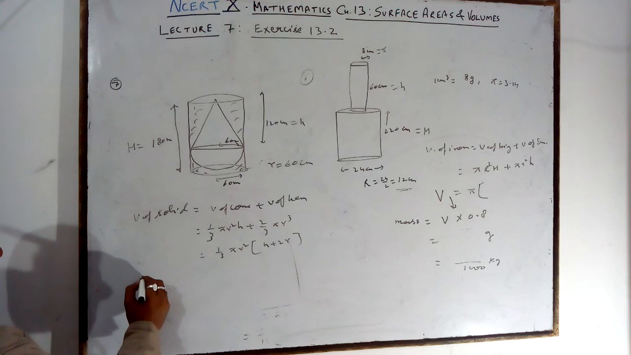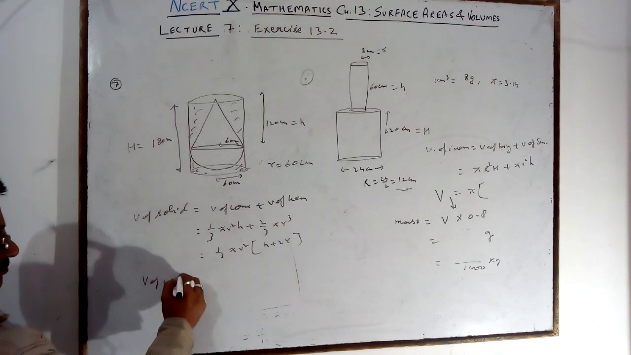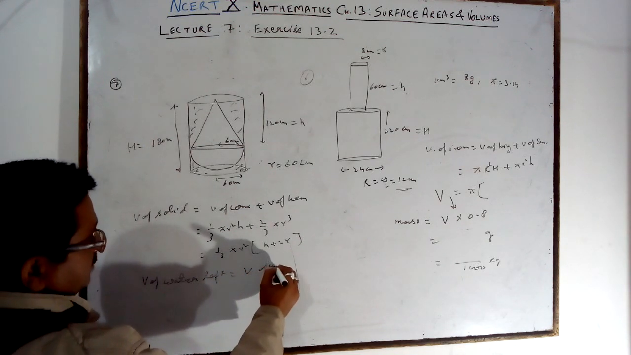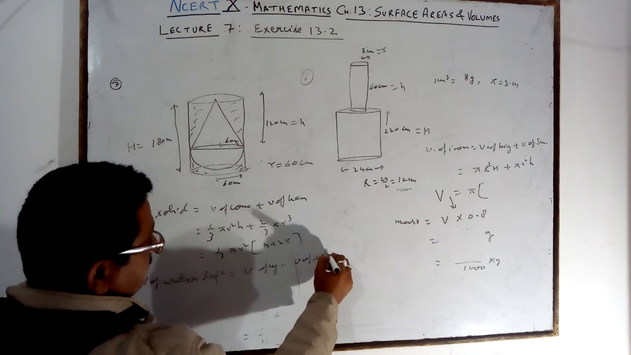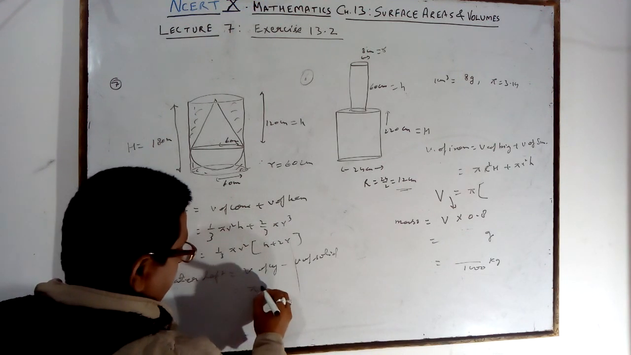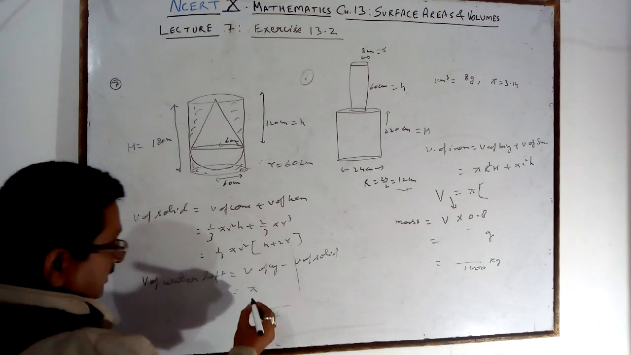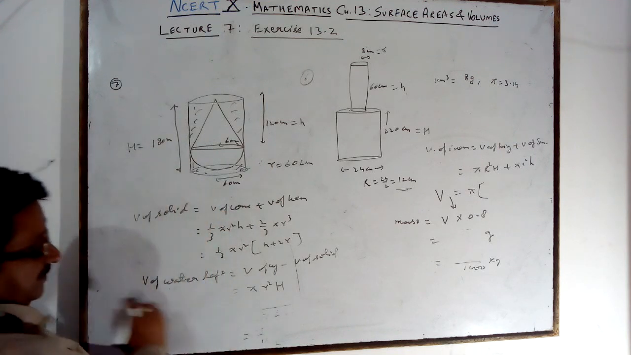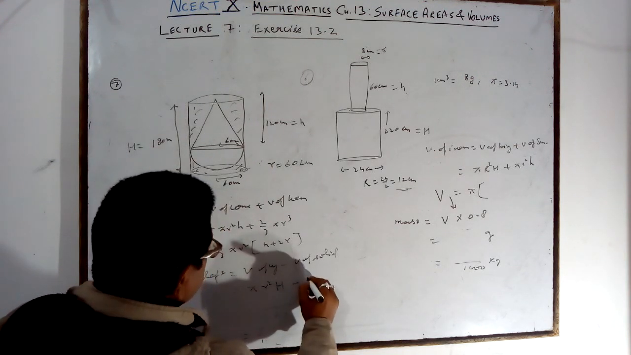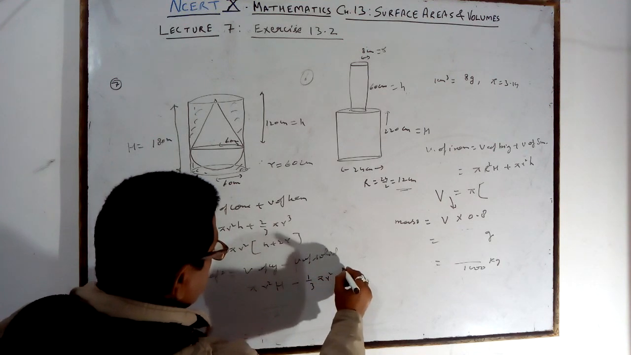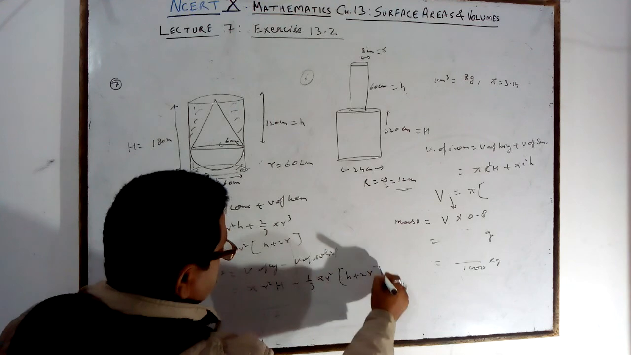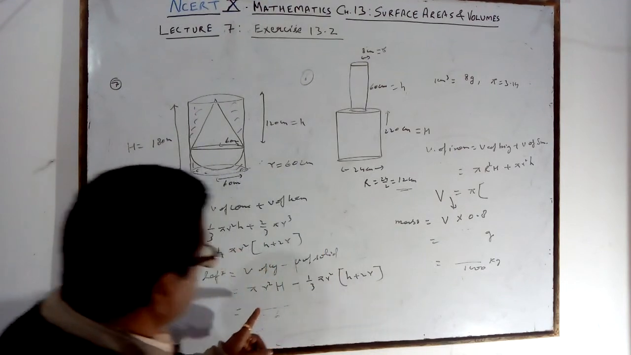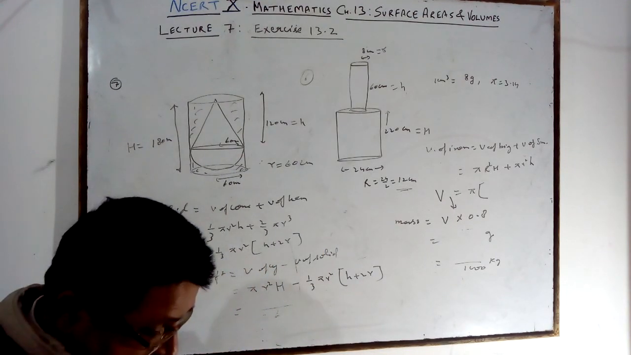So the volume of water left is equal to the volume of cylinder minus the volume of solid. The volume of cylinder is pi r square capital H. The r is the same, the height is different. Minus 1 by 3 pi r square in bracket small h plus 2r. Put all the values, r, capital H, pi, everything you know, and you will get your answer.